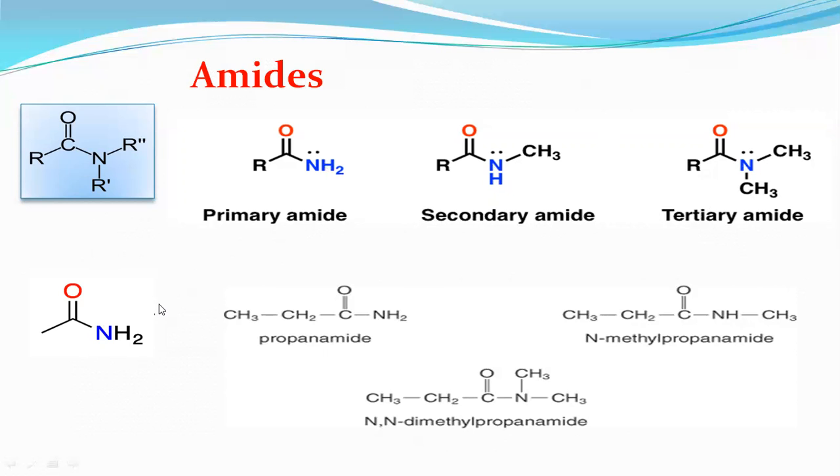You can take any alkyl group for this, like R equal to CH3CH2, and count this carbon also, C=ONH2. 3 carbon atoms, and with the C=ONH2, it is referred to as propanamide. Propanamide, or N-methyl propanamide, and N,N-dimethyl propanamide. These are the examples for the amides.